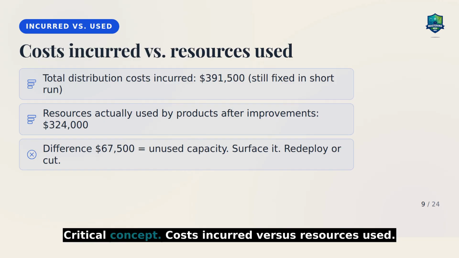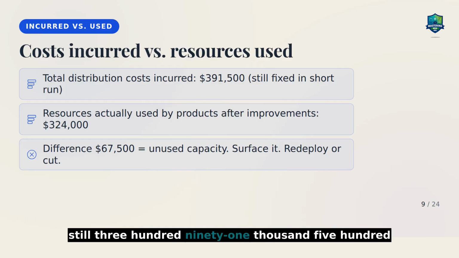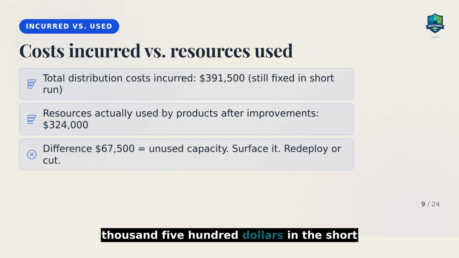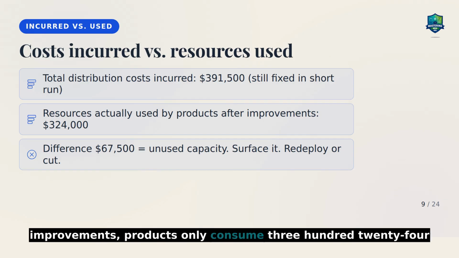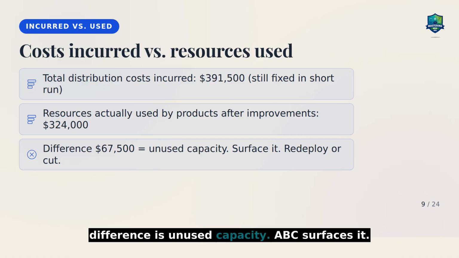Critical concept: costs incurred versus resources used. The total distribution cost is still $391,500 in the short run. But after improvements, products only consume $324,000 of distribution work. The $67,500 difference is unused capacity. ABC surfaces it. Managers either redeploy or cut. The simple costing system would have hidden it.